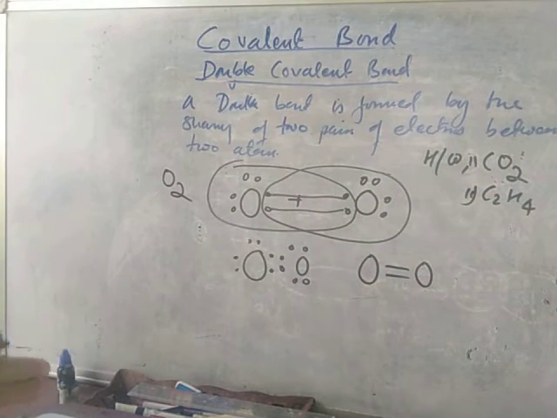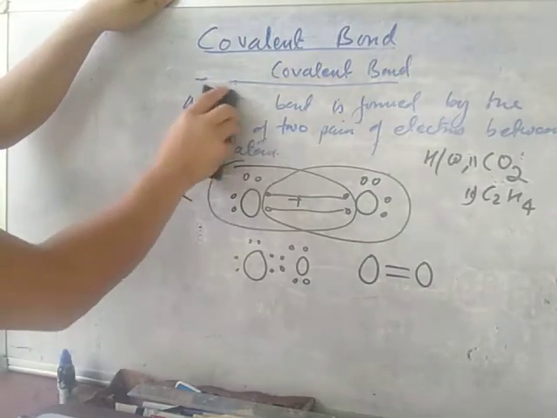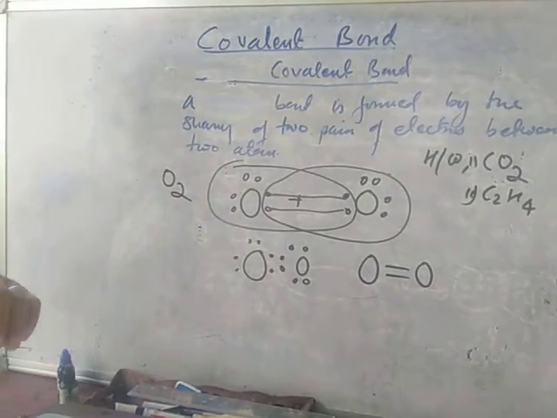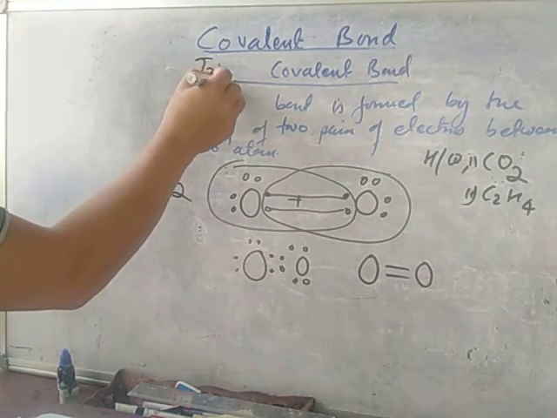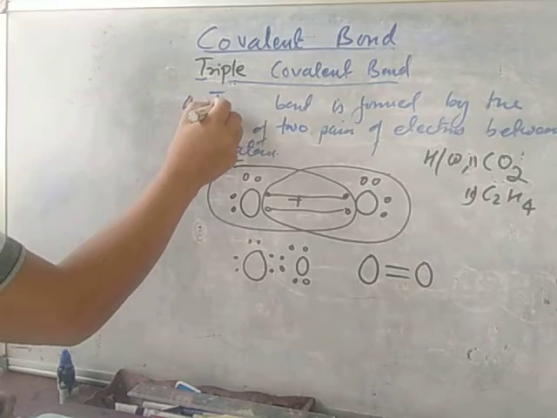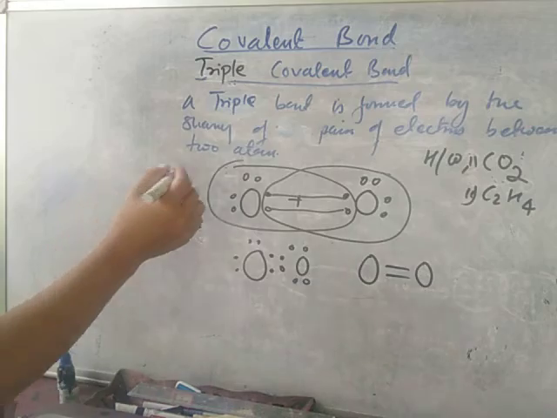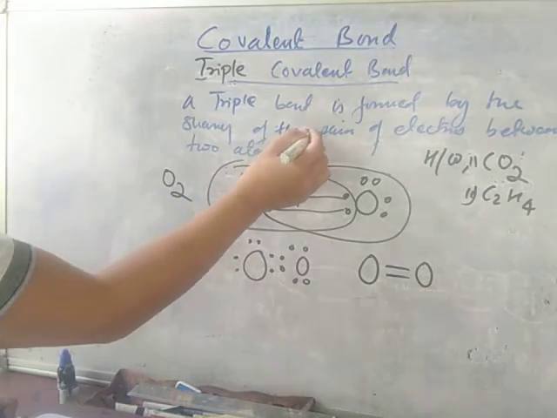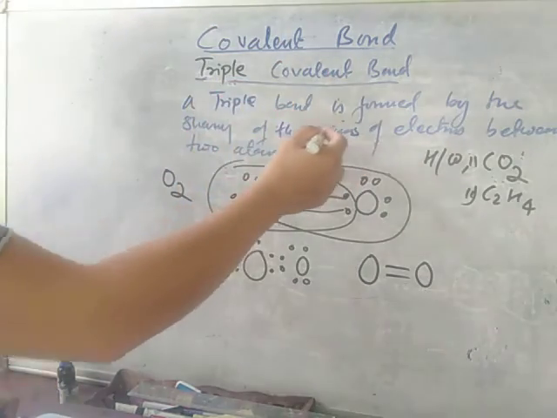Okay, you'll get it. Now next is your triple bond. Okay, so write down triple bond. Triple bond is formed by sharing of 3 pairs of electrons between atoms.